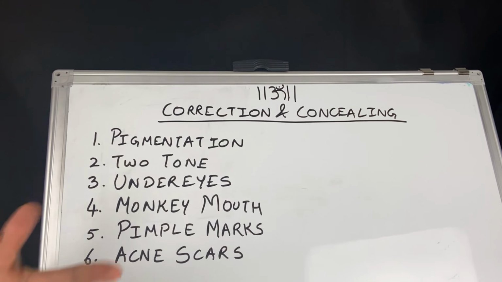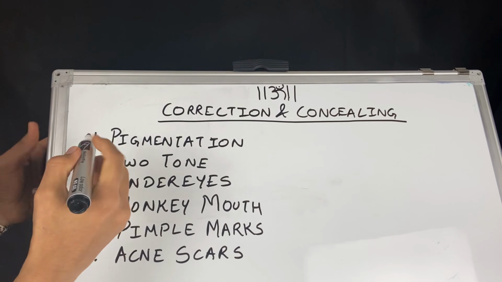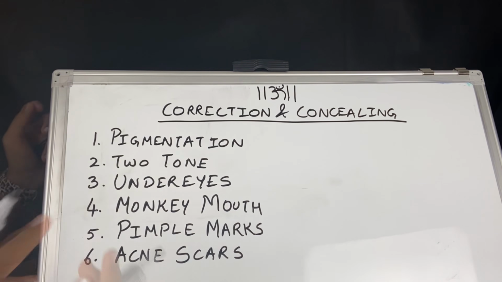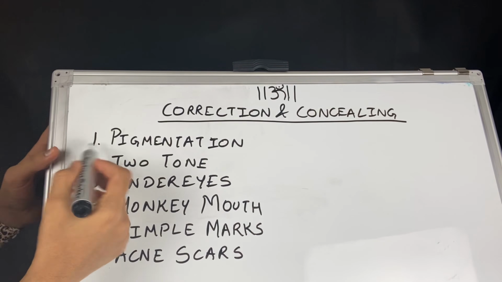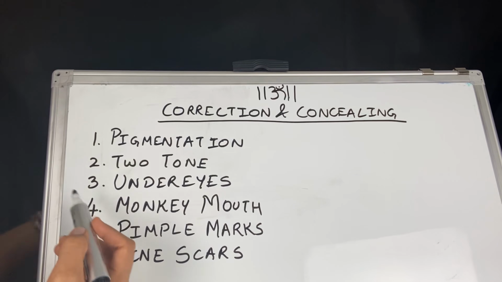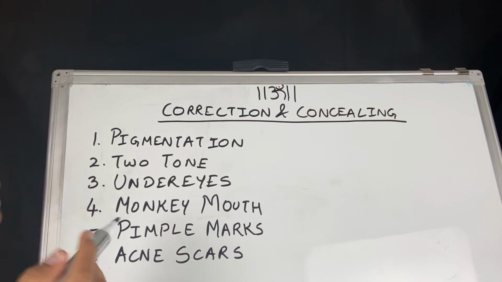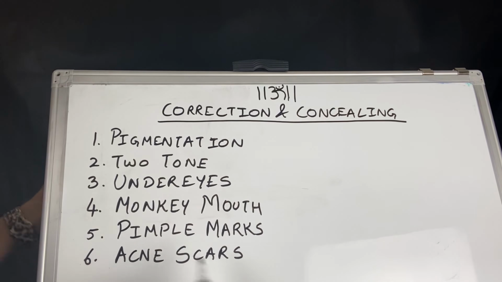So guys, with age, we face many problems on our skin, like pigmentation. Pigmentation is darkness near your forehead, near your lip area. That is called pigmentation. Two-tone is also the same. We face problems of dark circles under the eyes. Monkey mouth means you have darkness near your lips. Then pimple marks, acne scars, open pores. So there are various problems.